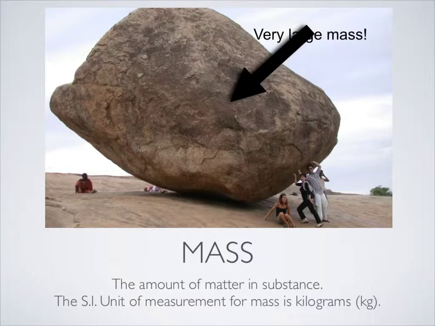Mass is the amount of matter in a substance. The standard SI unit we use in chemistry to measure mass is the kilogram, though in our laboratory setting we will more often use the gram, which is smaller, and our instruments more easily read grams than kilograms because of that.